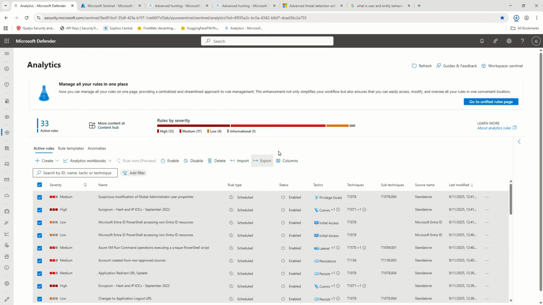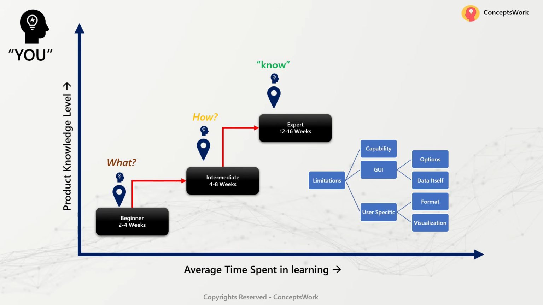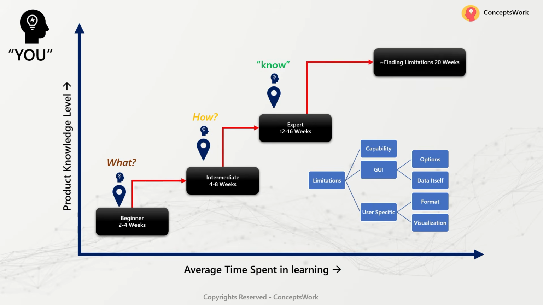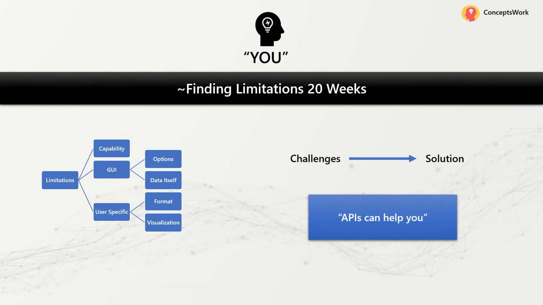If I try to download all the rules, it will give me a JSON file. Again, in this case, you can use APIs to create a CSV report. Now, as I've said before, what if this information can be extracted and presented in CSV format? Your answer is API. And this is just one of the examples. So in this phase, where you have entered and started finding limitations for a specific product, API can help you with the majority of your operation tasks.